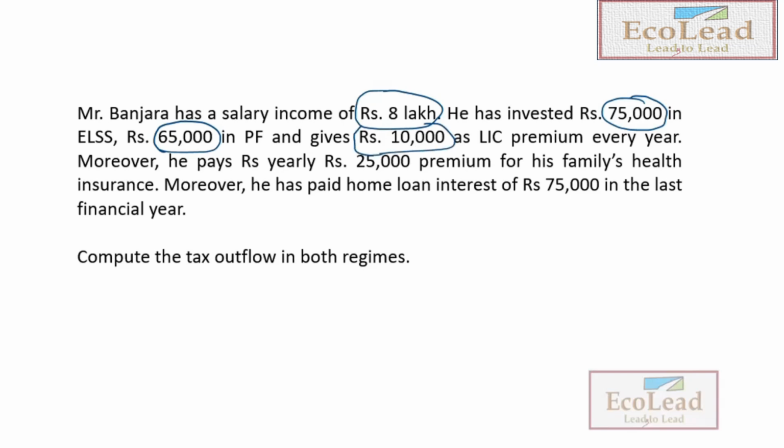Apart from all these expenses, he has a premium for the family's health insurance, which is 25,000. He also paid the home loan interest of rupees 75,000 in the last financial year. Now we need to compare both the tax regimes, so the tax outflow in both the regimes. Before solving this problem, let us discuss the tax regimes.